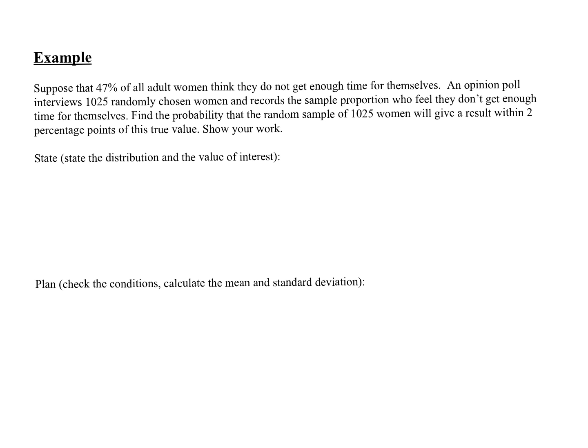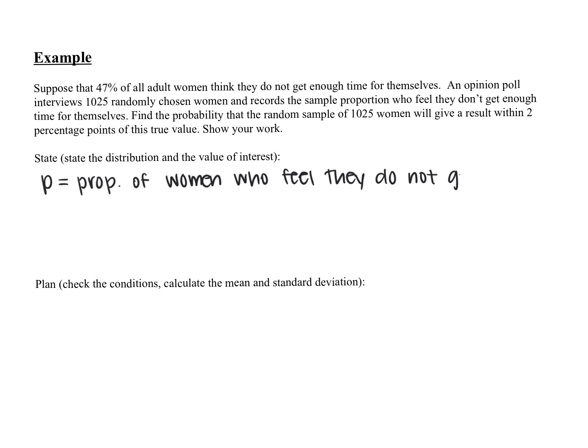And then we'll start doing this not as broken down. The first thing you have to do is state the distribution and your value of interest. That means you have to define your p. In this case, what am I looking at? We're looking at the proportion of women who feel they do not get enough time for themselves. If you don't know what your variable is representing, it's going to make it very hard to do the problem.